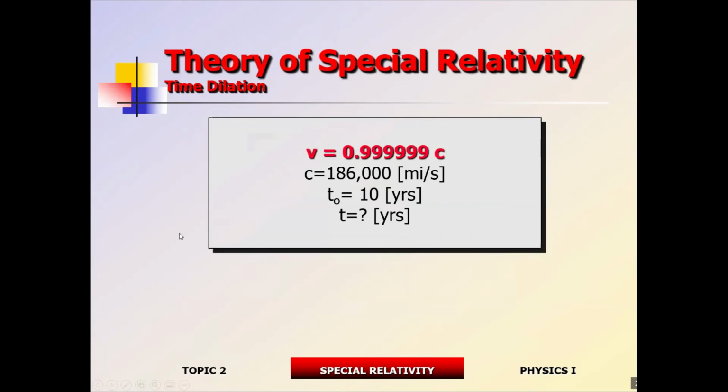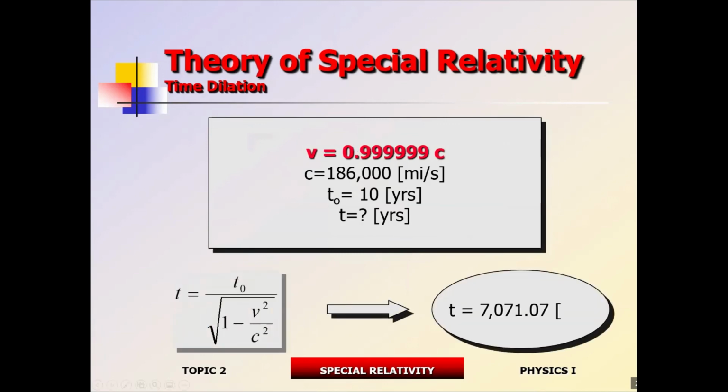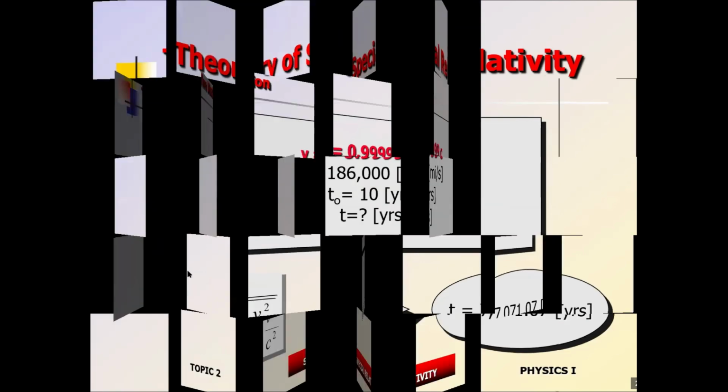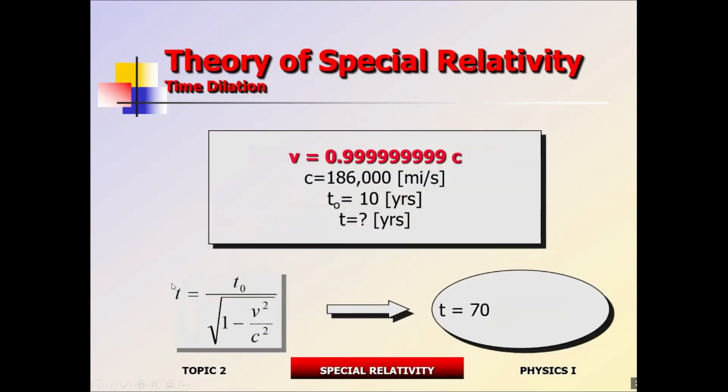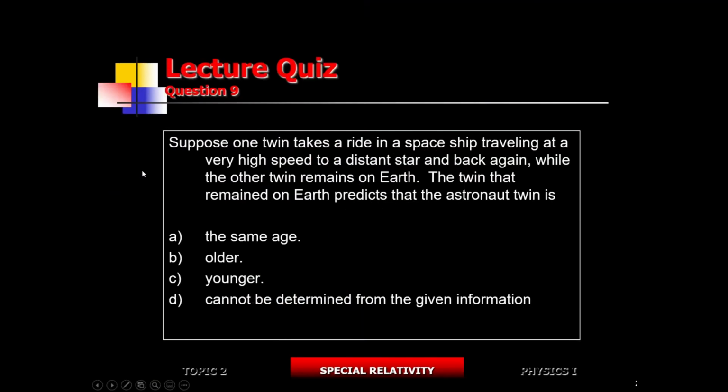So the faster you go, the closer you get to the light speed, the more the time is going to slow down for you. All right, so notice that the closer you get to the light speed, within 10 years, you can almost travel thousands of years into the future.